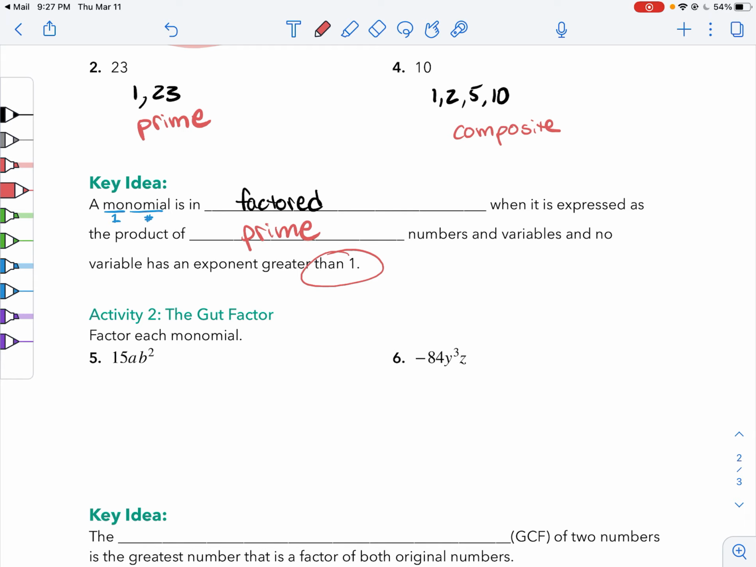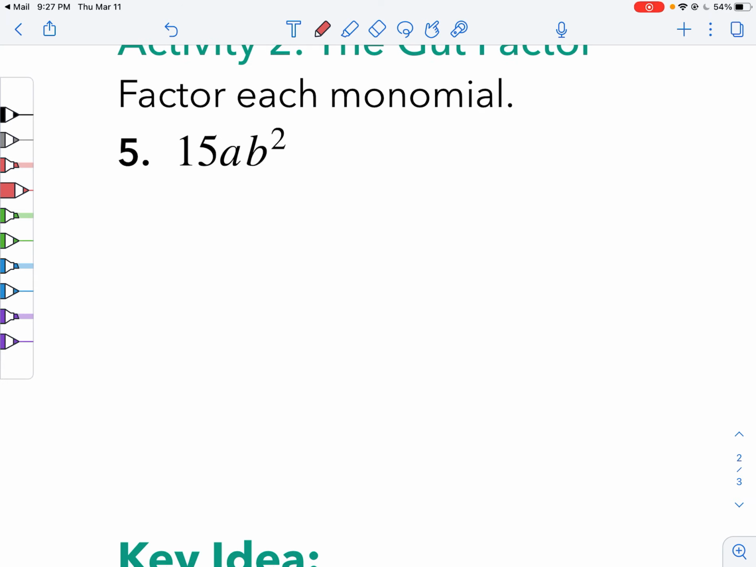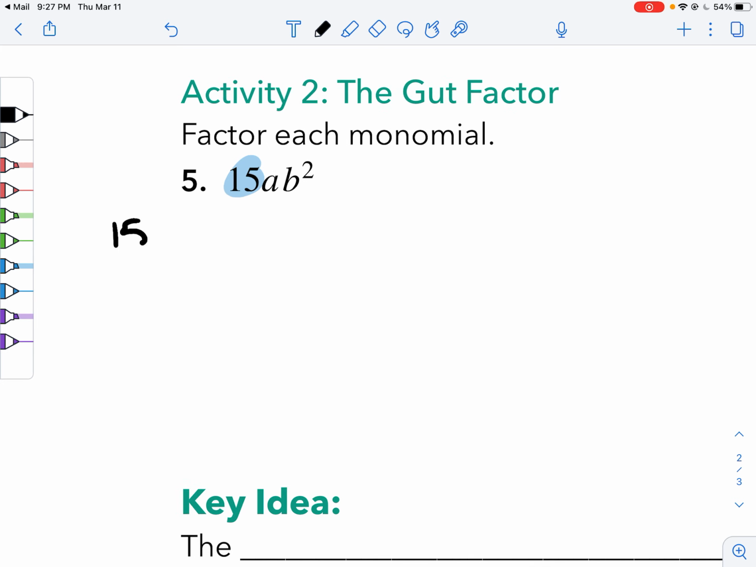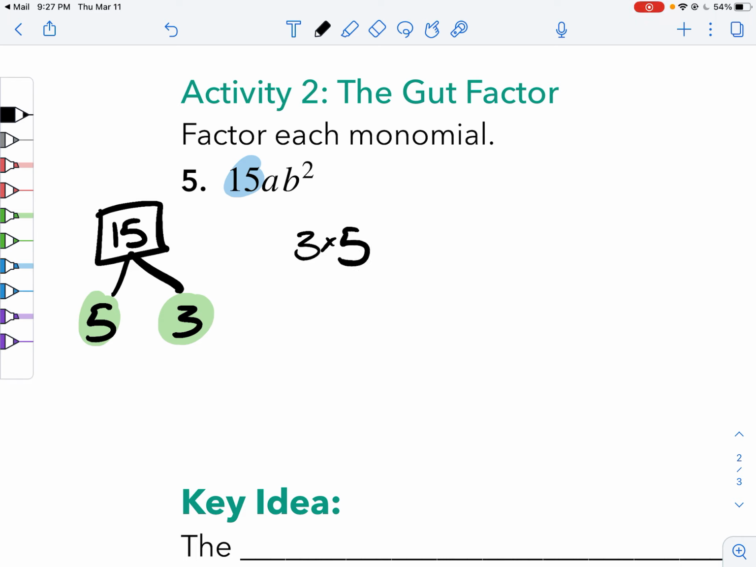I'll just show you. So 15, if we want to factor it, now it's time for a factor tree. Okay. So 15 can be split into 5 times 3, and these are both prime. Now, I like to list my numbers from smallest to biggest, so I'm actually going to say that's 3 times 5. A is just A once. I'll make this whole thing green, so you can see where these ideas are coming from.